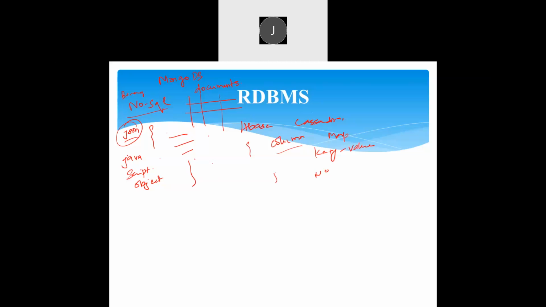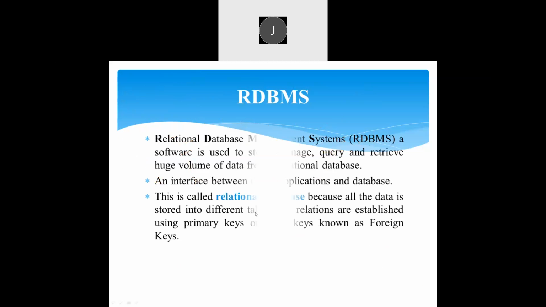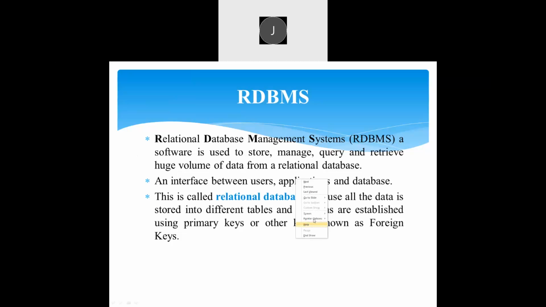We were seeing RDBMS, this we have seen. Here is a definition of RDBMS, a relational database management system: software which is used to store, manage, query and retrieve huge volumes of data from the relational database. In a relational database, as I told, the tables can be related or can be present independently, no problem, but you can relate both the tables.